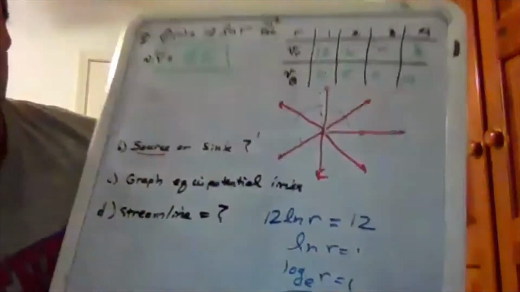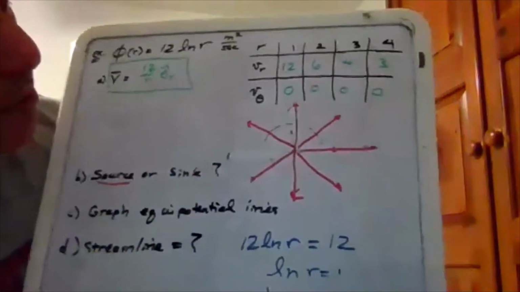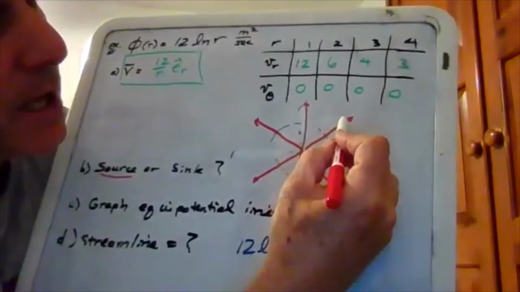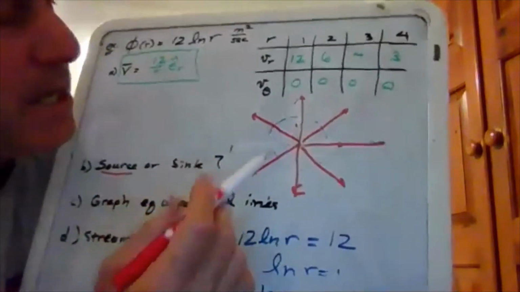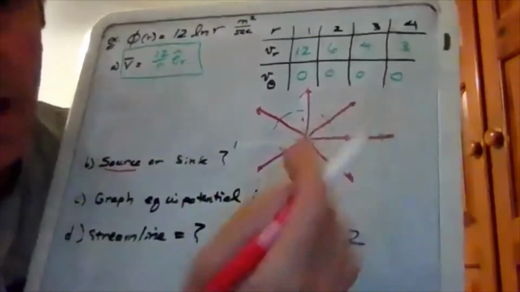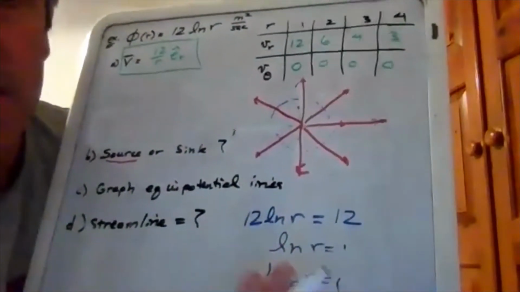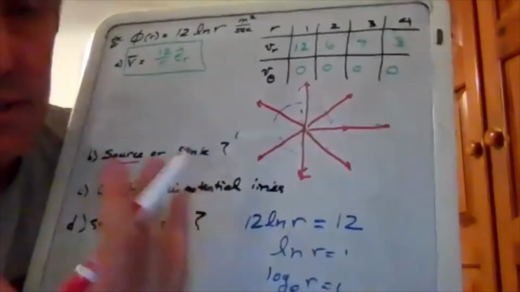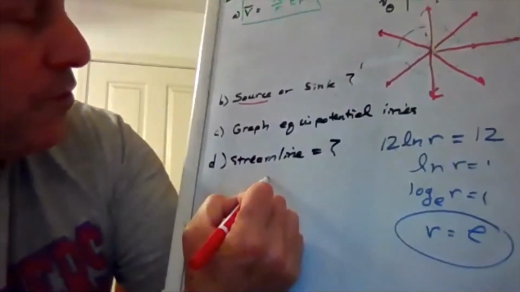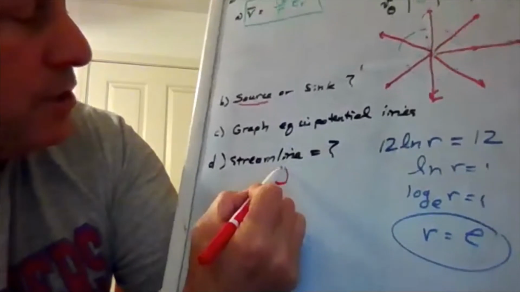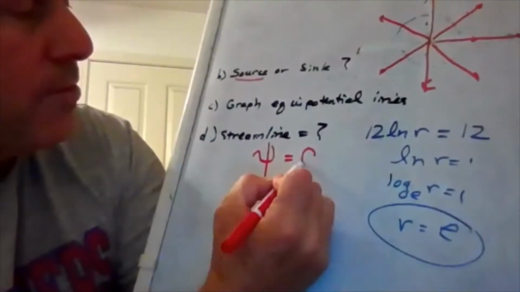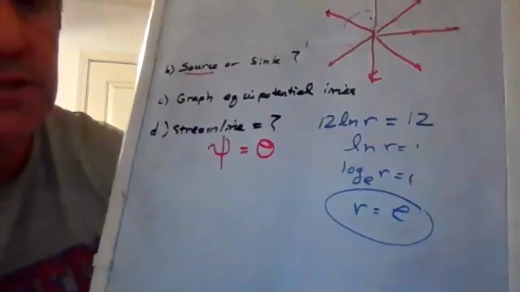Okay, so in polar coordinates, what does that equation look like where we have a line that goes out like this? Is there something constant about that line that I just outlined? In fact, it's that its angle is constant. So the streamline equation would be of the form theta equals a constant, where theta could be various constants.